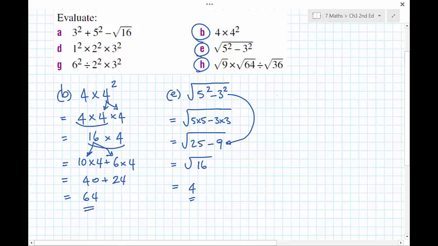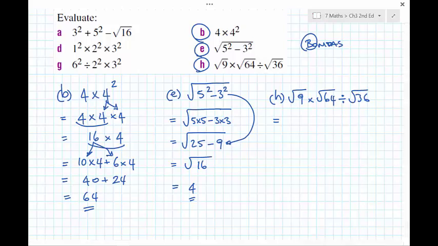Okay, so with H, I have the square root of 9 times the square root of 64 divided by the square root of 36. Okay, so first of all, I simplify all my square roots. Think of square roots as being similar to brackets in our BODMAS type deal. Right? So in BODMAS, B stands for brackets, but you can also think of it as being, in instances, square roots. Do anything under a square root. Okay, so we have here also square roots.